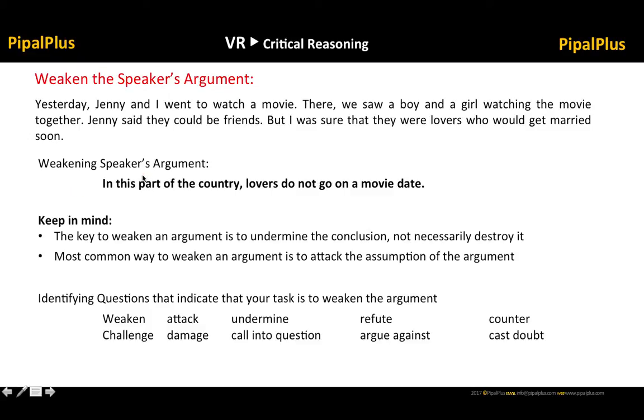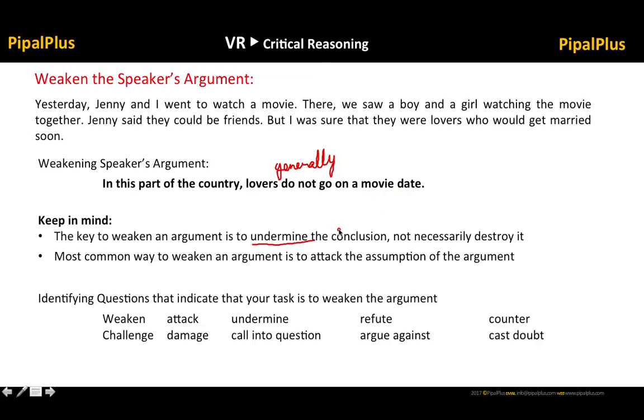While we are weakening an argument, right? So some basic theory around it. We just have to undermine the conclusion. Okay, so I could well have said in this part of the country that lovers generally do not go out on a movie date, right?